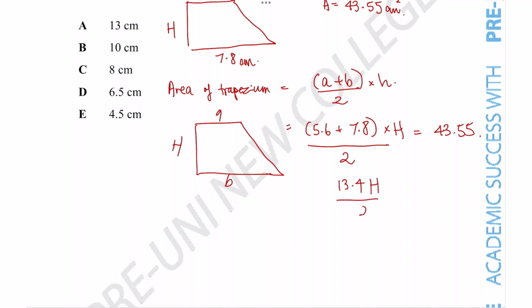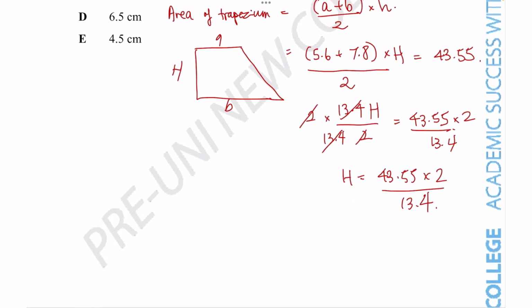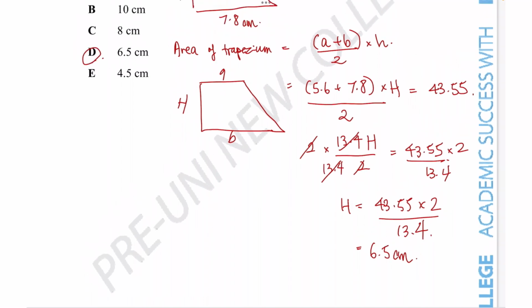So we've got an equation that looks like this at the moment. Let's see if we can rearrange everything to get h to be the subject. If we multiply both sides of the equation by 2, we get rid of that. Then if we divide everything by 13.4, these cancel out, and we're left with h is equal to 43.55 times 2 divided by 13.4. Now that's a bit of a difficult calculation to do by hand, but if you do the maths correctly, we get the answer of 6.5 centimeters. So the correct answer is going to be option D.